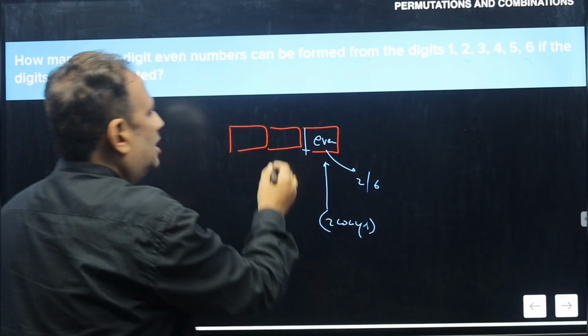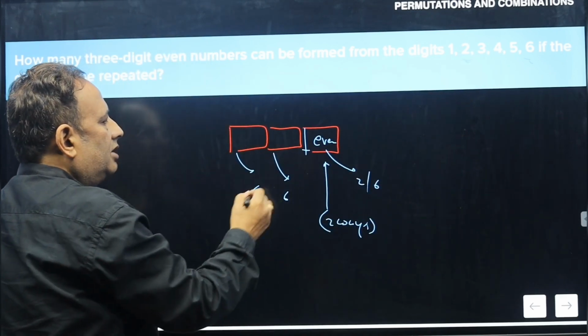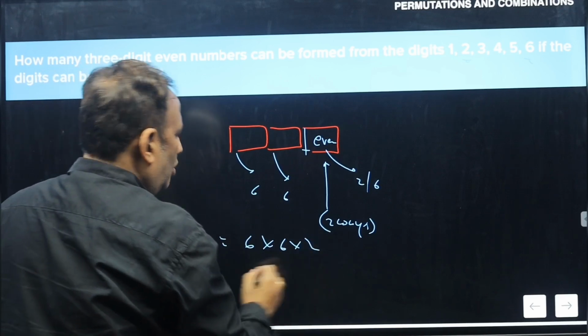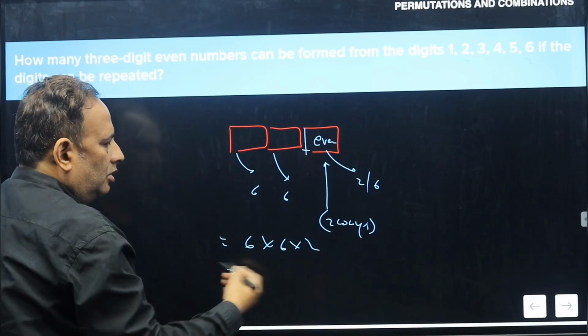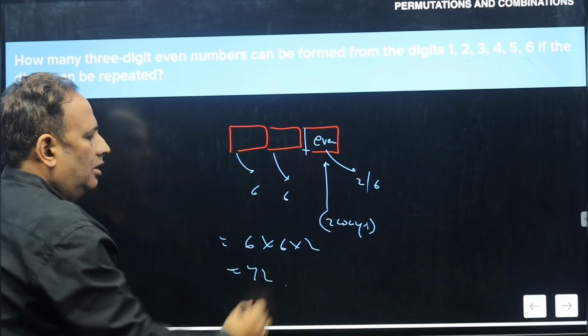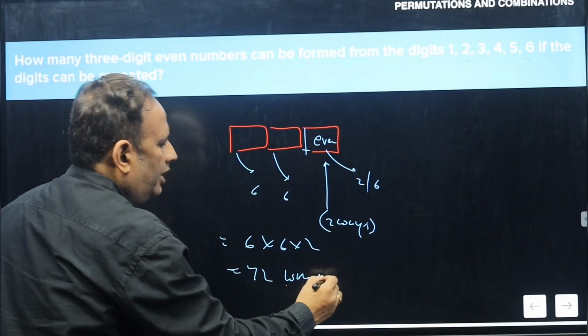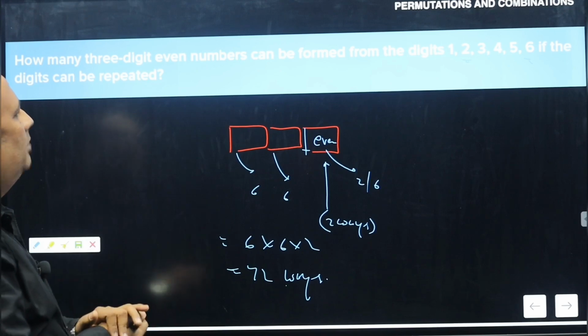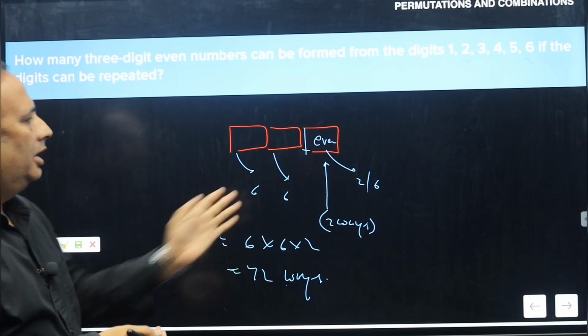How many total digits are there? 6. So here 6 ways, here 6 ways. Simple fundamental multiplication rule: 6 into 6 into 2 ways. So 36 times 2 is 72 ways. Total 72 ways. Clear? Only three-digit even numbers are counted here.